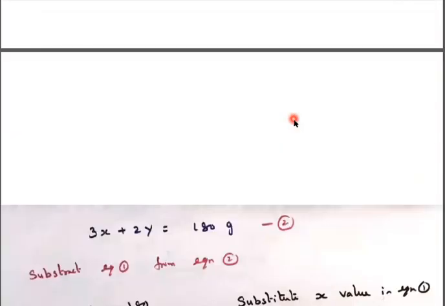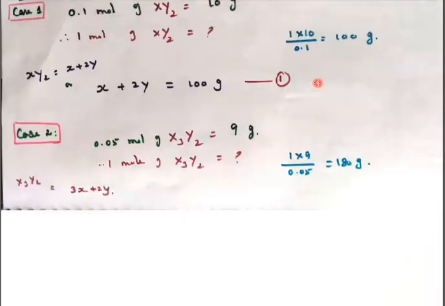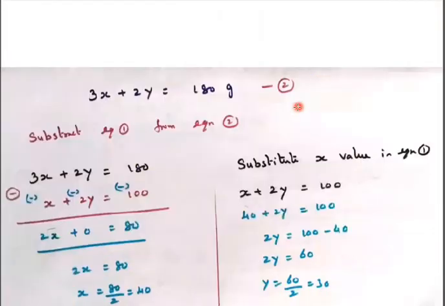That is the second equation. When we see the first equation, 100 grams, and the second equation, 180 grams, 180 grams is more. So the first equation is 100 grams, a lesser value. Subtract equation 1 from equation 2 because it is the greater value. So 3x plus 2y equal to 180 minus x plus 2y equal to 100.